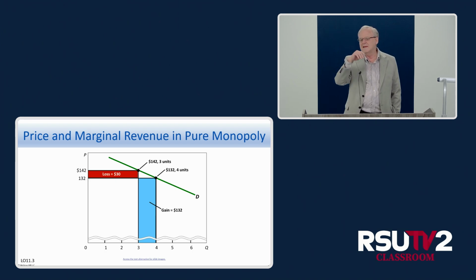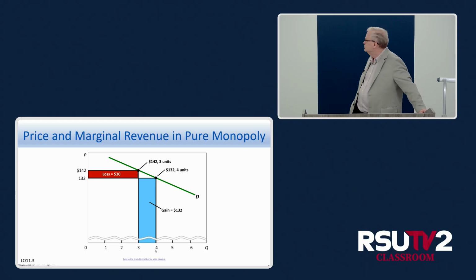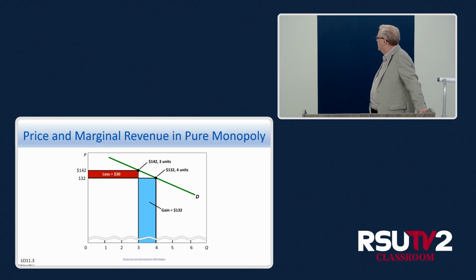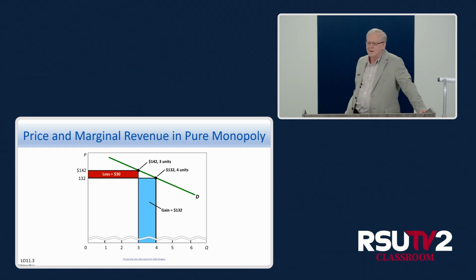So what does that say then? It says that marginal revenue is diminished by the loss. So what's the marginal revenue here in this picture of the fourth unit? Can you tell? Can you read those numbers? Okay, well the gain is 132. That's it, but the loss is 30, right? So it offsets part of the 132. So the marginal revenue on the fourth unit is $102.